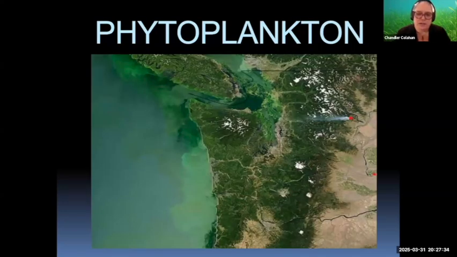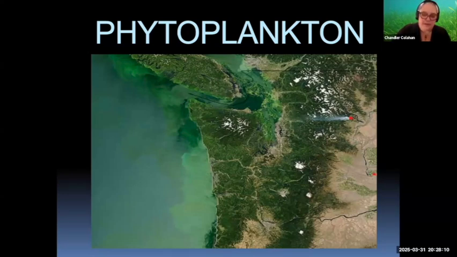So I'm going to start talking a little bit now about phytoplankton, and I really love this image. This is a satellite image of the southern part of the Salish Sea. And you can see off the coast of Vancouver Island and off the coast of Washington State, there are some murky green colors. Those are blooms of phytoplankton. And when conditions are right, we have so much primary productivity with our phytoplankton that it can be seen from space via satellite. Pretty amazing.